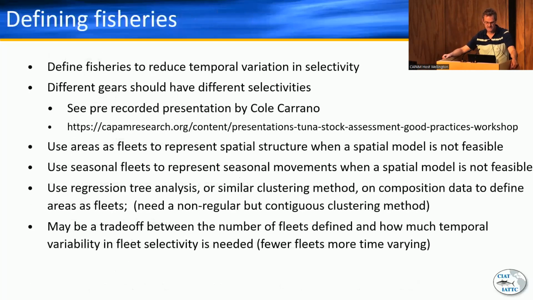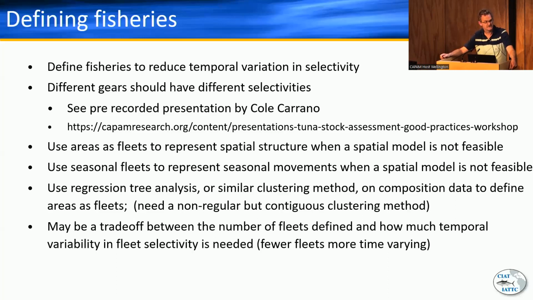Right. So the first thing you want to do, assuming you've defined your population structure, is to define the fisheries. Obviously different gears typically catch different size fish, so you want to do that to start with. The main reason to do this is to reduce the temporal variation in selectivity. There's a pre-recorded presentation on the website by Cole Carano about making sure that you're using different selectivities for different gears.